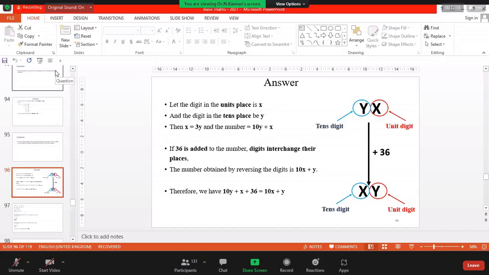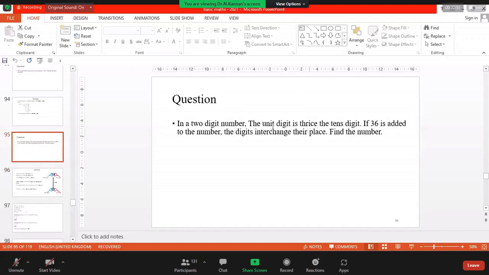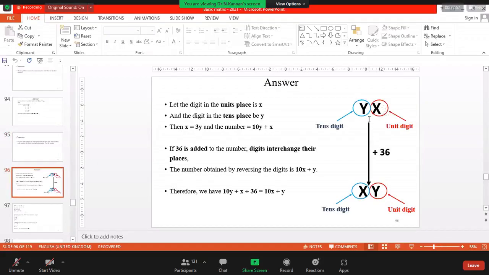Yes, of course. This is the very basic concept. You should have studied this when you were young. Here we have two positions: the tens position and the unit digit position. We make an assumption: the unit place is x, and the tens digit place is y. According to the question, the unit digit is thrice the tens digit, so x is equal to 3y.